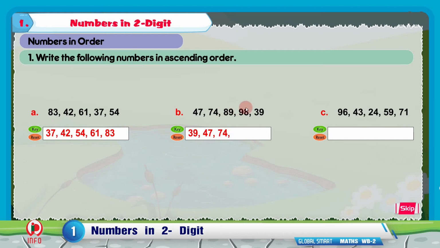The remaining are both these numbers 89 and 98. The tens place numbers are 9 and 8. So 8 is smaller than 9. So 89 is smaller than 98. So we will write here 89. Then the remaining number 98. So this is the ascending order for these numbers. 39 is the smallest number and the greatest number is 98. Smaller number to greater number, ascending order.